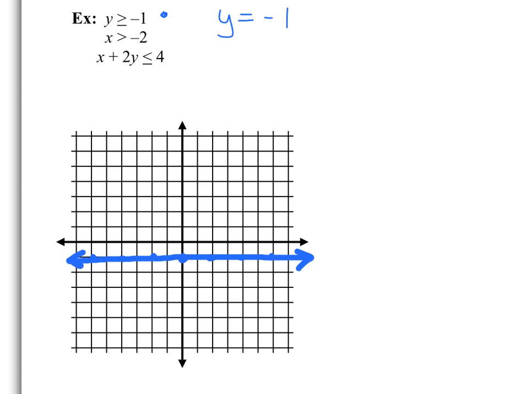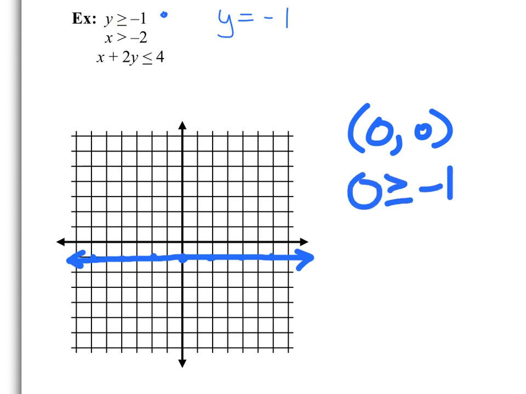To shade, you could test the origin, because the line itself doesn't pass through the origin. But if you think of the origin as a coordinate, the only part of the coordinate that has anything to be replaced is y. So you could replace y with 0, and you get 0 is greater than or equal to -1. That's true, so we're going to shade above.